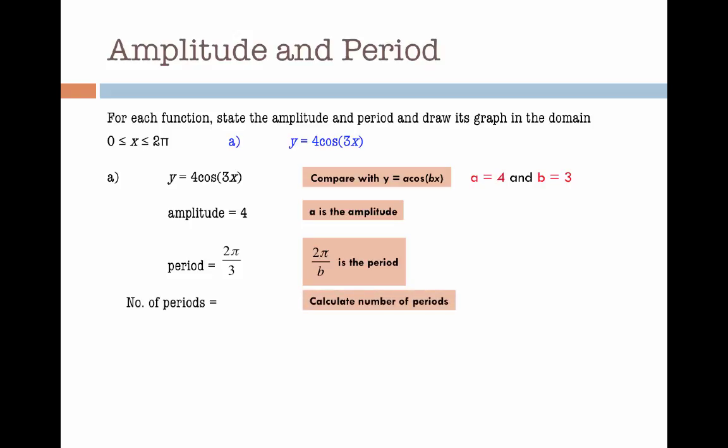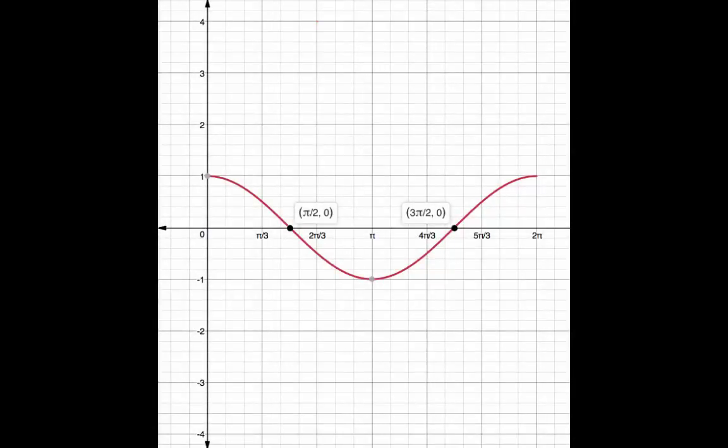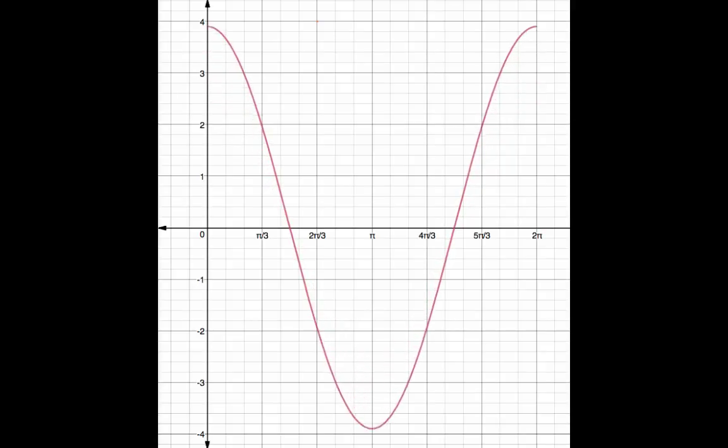To work out how many times it will repeat itself within our wanted domain, we start with 2 pi and divide it by our period. This gives us a value of 3 periods within 0 to 2 pi. So let's see how that is affected on our graph. I'm going to start by changing our amplitude from 1 to 4, and you'll see how we go up to a maximum of 4 and a minimum of minus 4, but still maintaining that general shape.